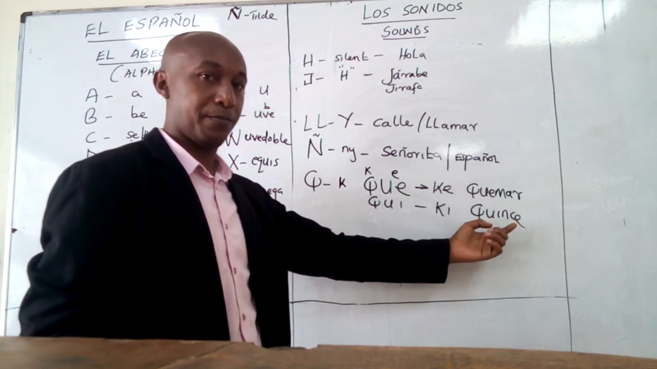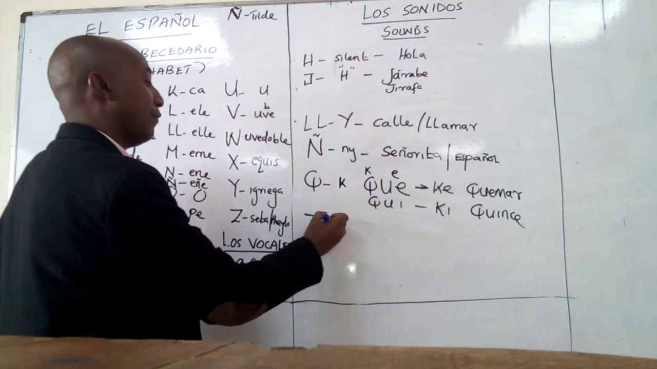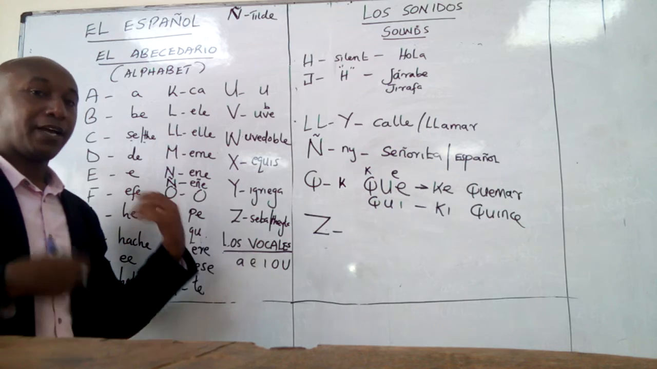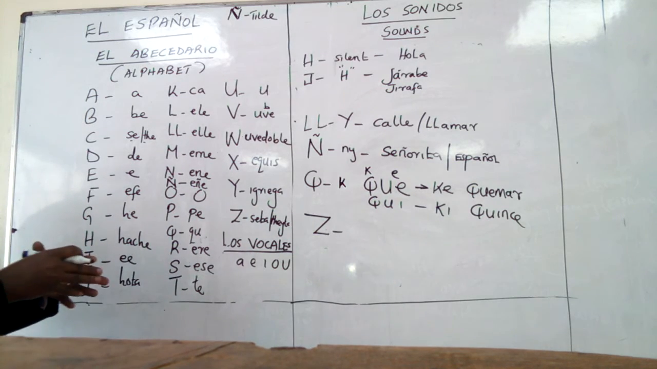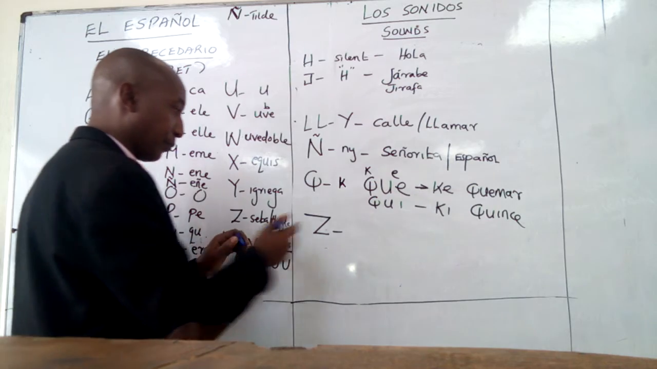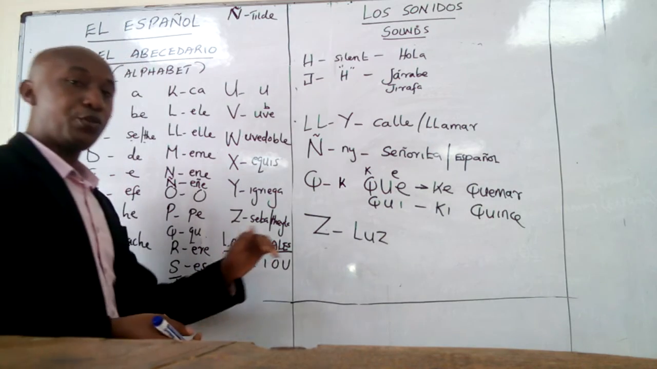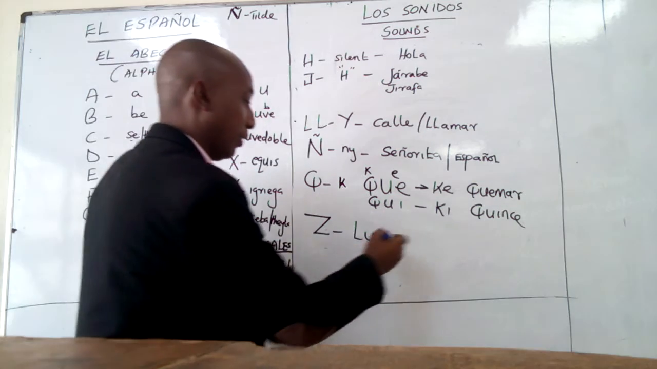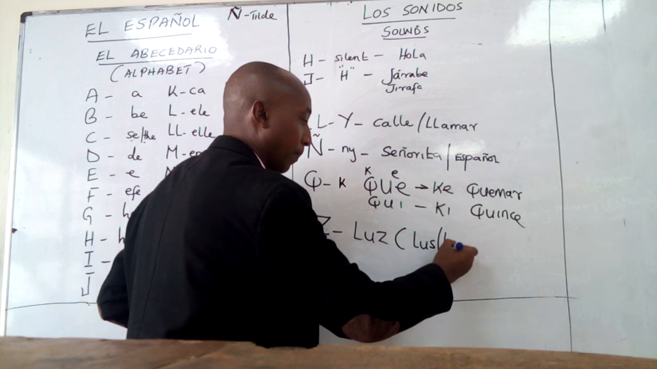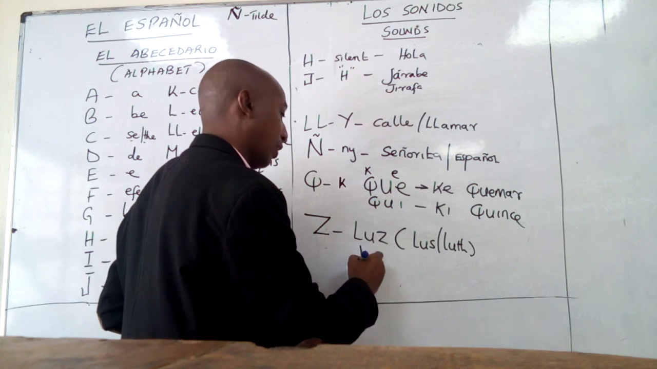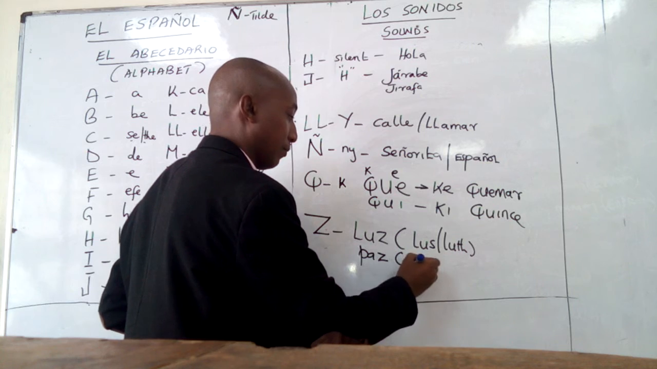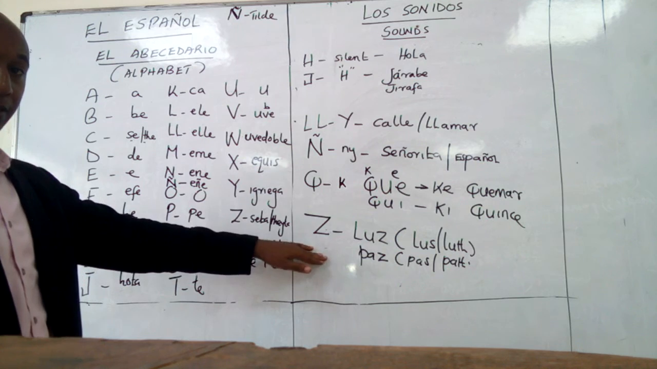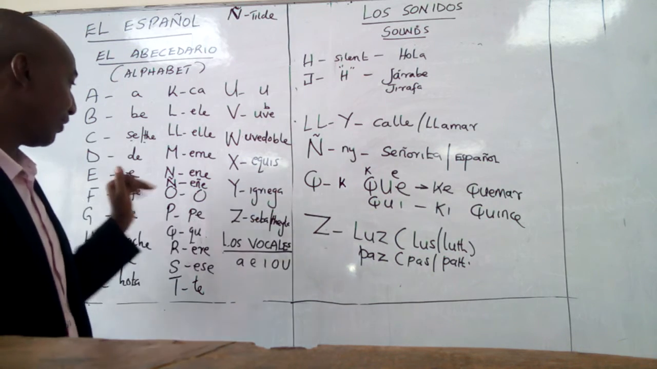Then lastly we have letter Z, which we say that the sound of letter Z does not exist in Spanish. And therefore we're going to improvise a sound. For example, this one. So we're going to have luz, like loose instead of lose. So you hear me say luz. And I have a word like paz. So this is very important. So learning the sounds is very important. Make sure that you don't give the Z sound and the J sound in Spanish.